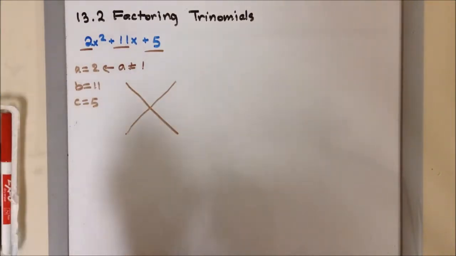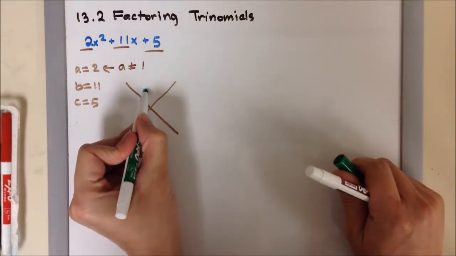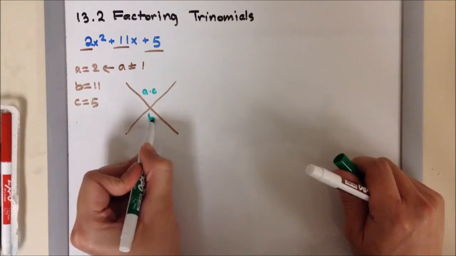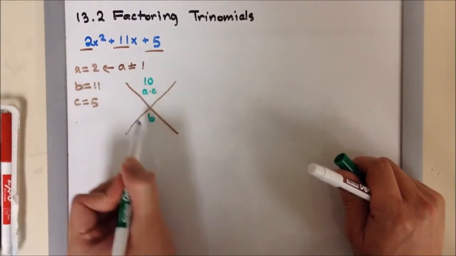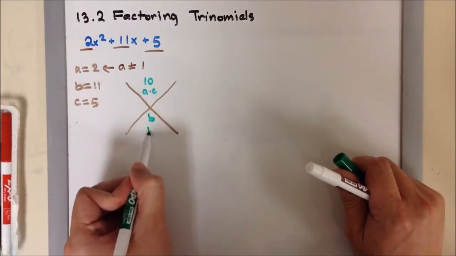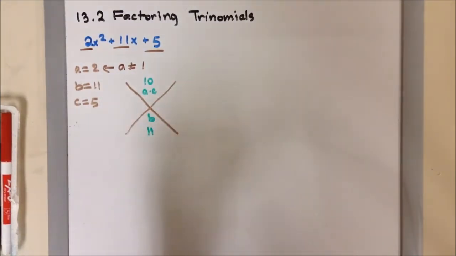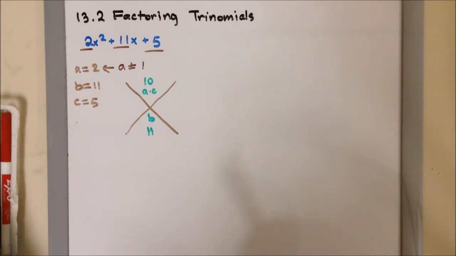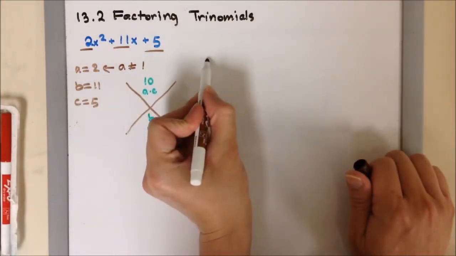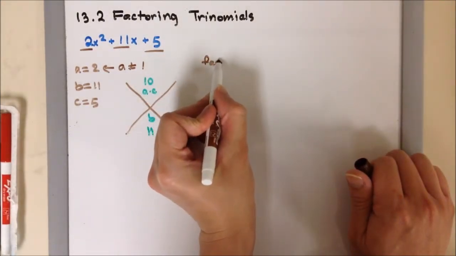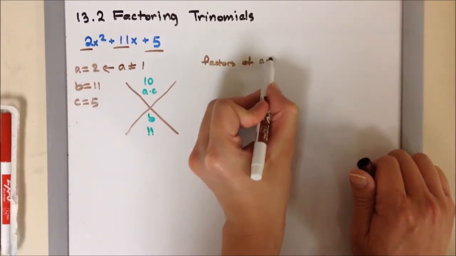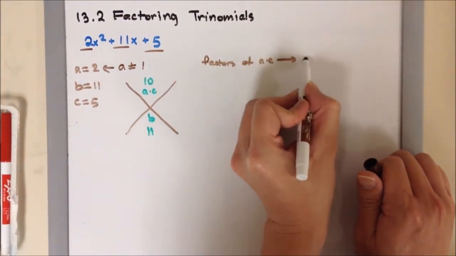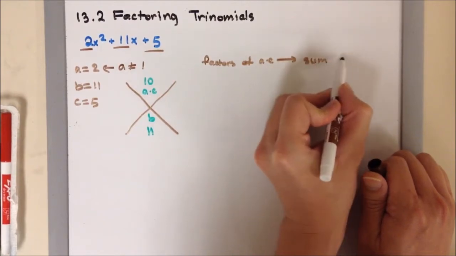In the top, same thing, A times C, and in the bottom B. So A times C, 2 times 5 is 10, B is 11. So you're simply going to look for your factors of A times C, and then check their sum and difference between those two factors.